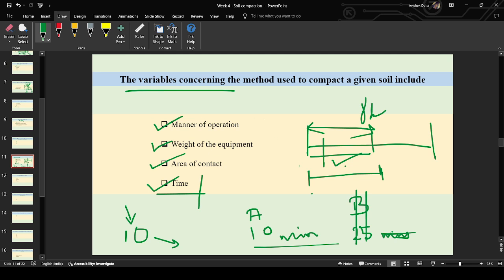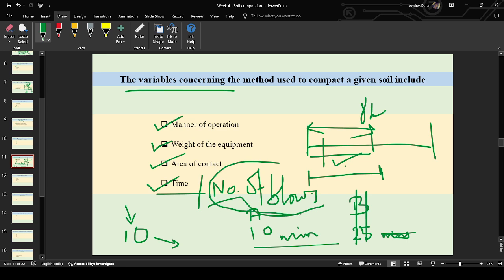For example, if the last option, you had written this as number of passes or number of blows, that will be fine. That will be better. But the source from where I have mentioned this question, what I also have read is that this number of blows is automatically governing the time we need to compact one particular layer.